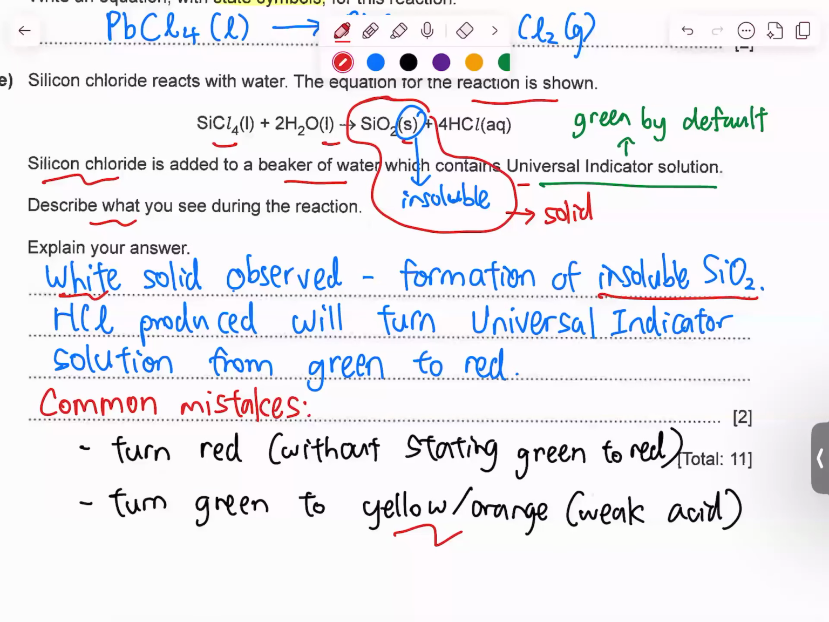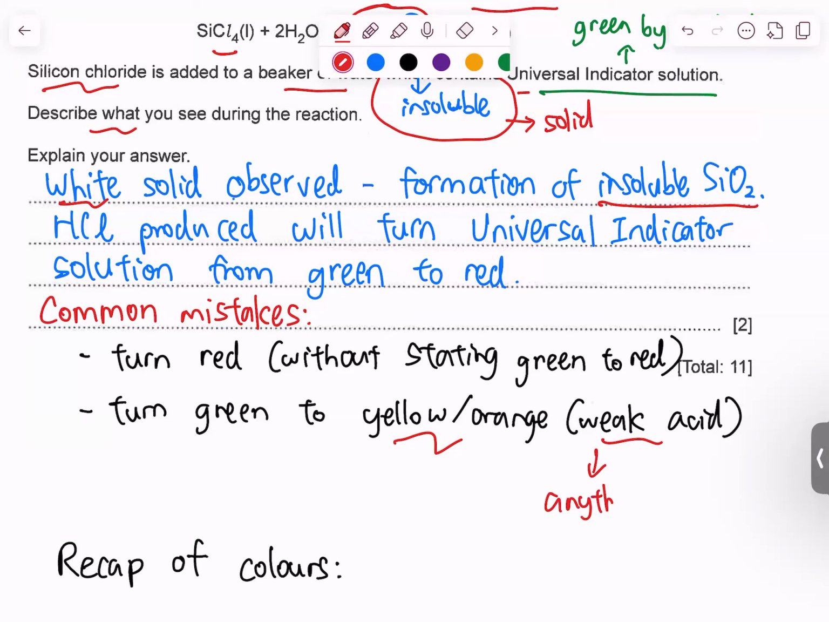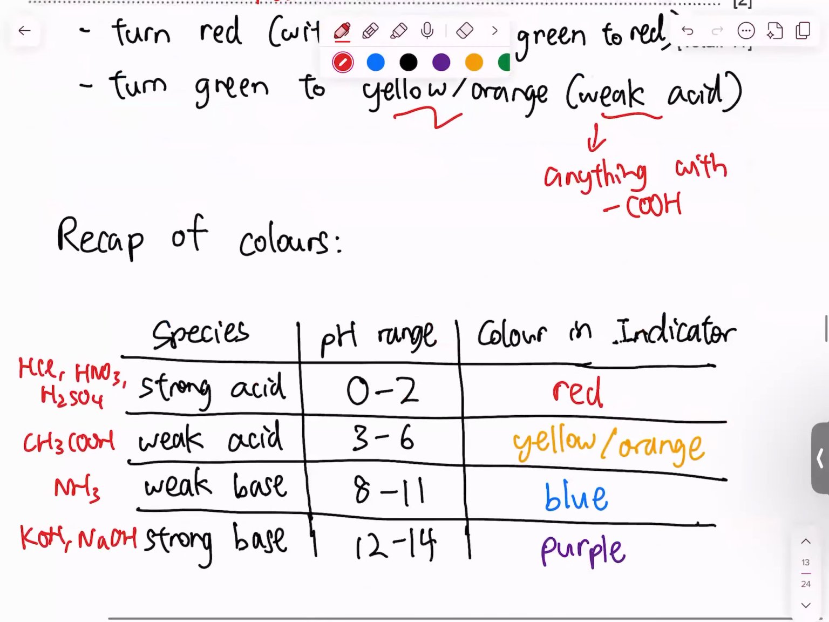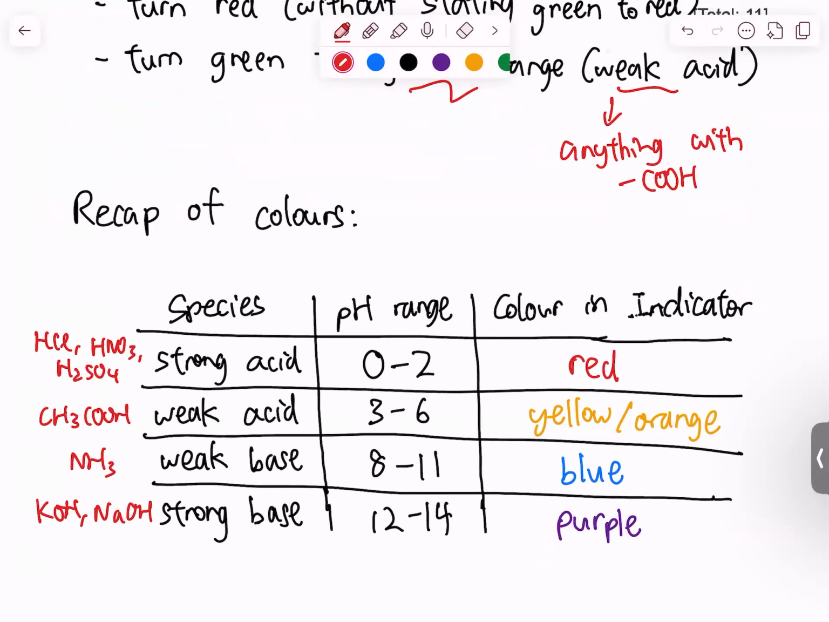Yellow and orange is more for weak acid, right? So for weak acid, you can think of anything with COOH. Anything with COOH, confirm weak acid, confirm plus chalk. Okay? And then just a recap of the colors, right? Don't confuse red with orange, right? A strong acid is red, pH range 0 to 2, weak acid is 3 to 6, right?